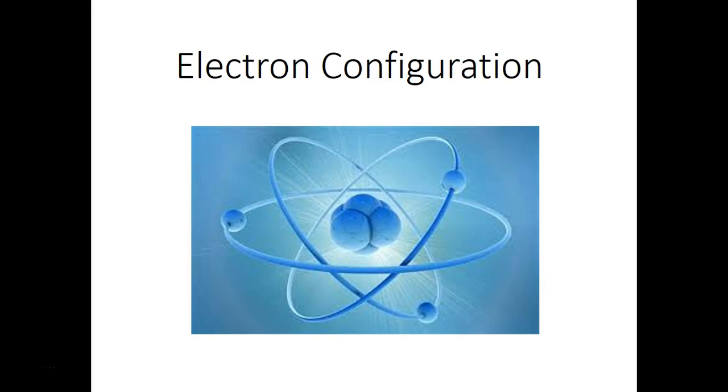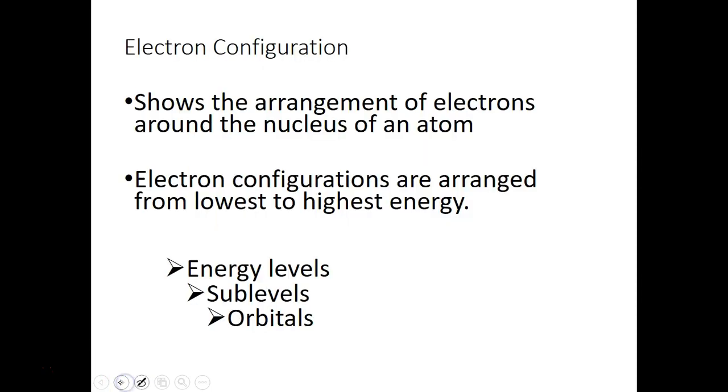Today we're going to talk about electron configuration, which is what you started learning about yesterday when you were working on the POGO. Electron configuration tells you where the electrons are located around the nucleus. And so we arrange these in this order: energy level, sublevel, orbital. And this is just getting a closer location of where the electron is.